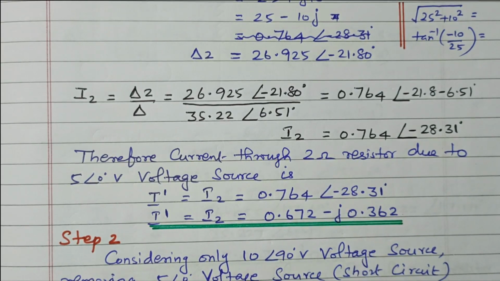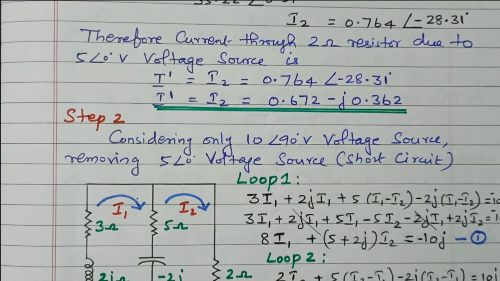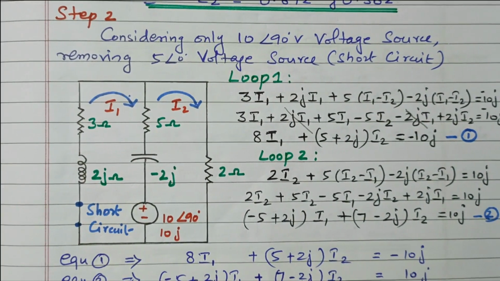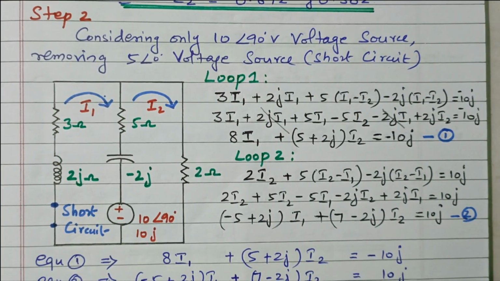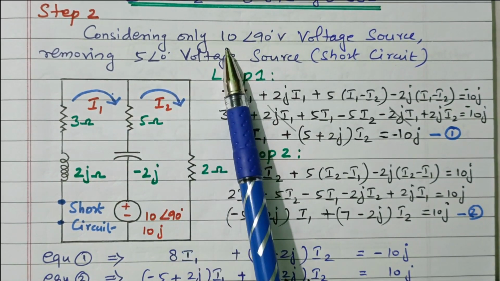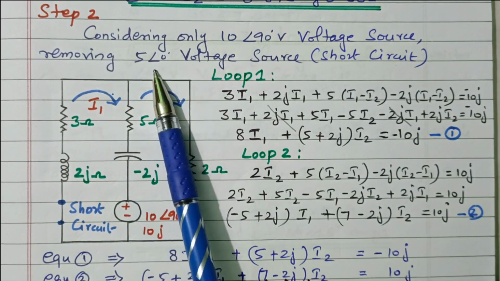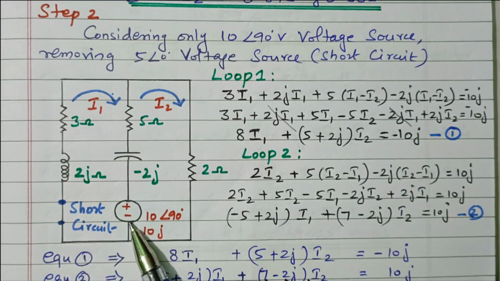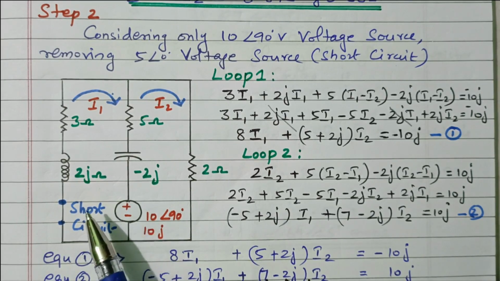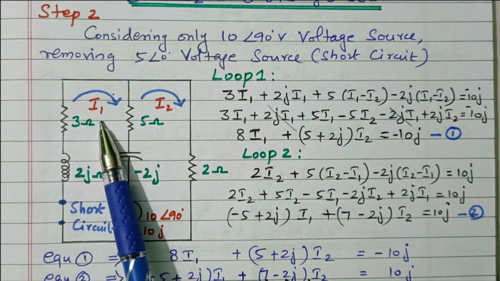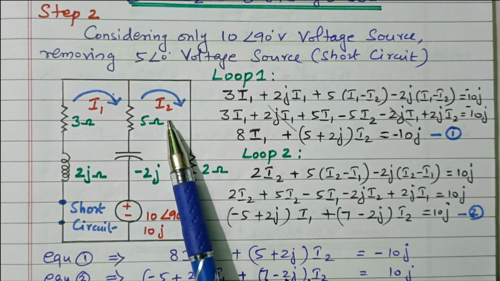Now we'll go to the second step by considering the 10 voltage source. Considering only 10 voltage source by removing the 5 voltage source, that is short circuited. See this, the 5 voltage source is short circuited, only we can consider the 10 voltage source. Again here we can use the Kirchhoff's voltage law. This is the loop 1. This is loop 2. In loop 1 the current is I1. In loop 2 current is I2.